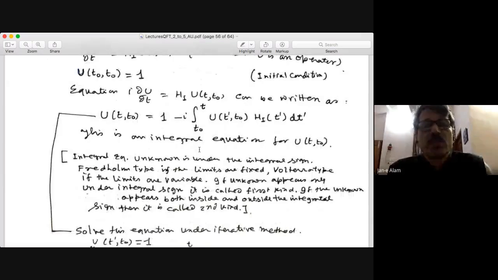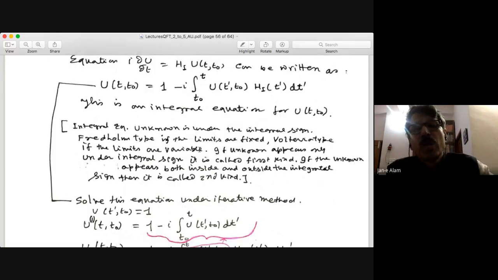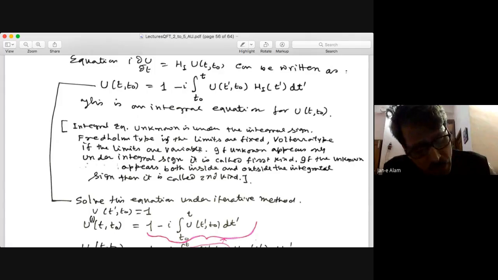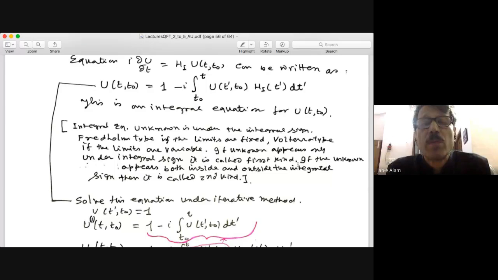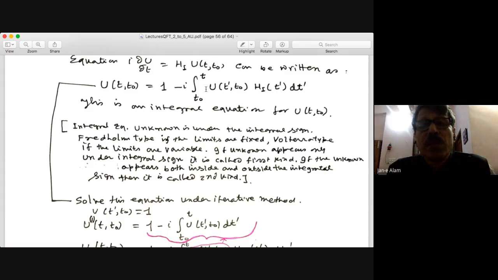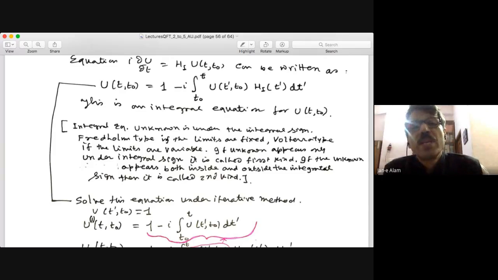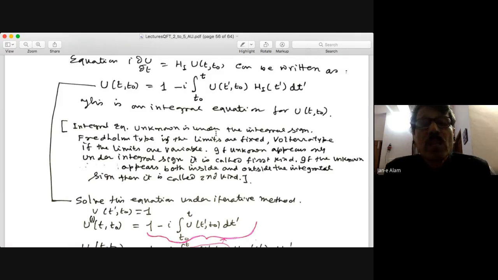There are two types of integral equations. One is called Fredholm, the other is called Volterra. If the limits of the integration are variable, then it is called a Volterra equation. If the limits are constant, like numbers, then they are called Fredholm equations. So this is a Volterra type equation because the limit is a variable. I am saying that because if you have a mathematical background, then you can get a feeling of what is going on.